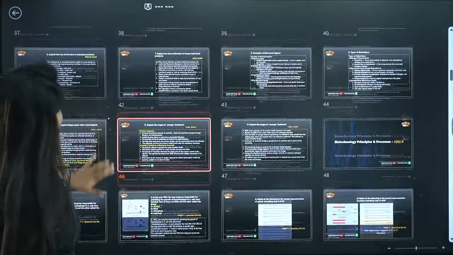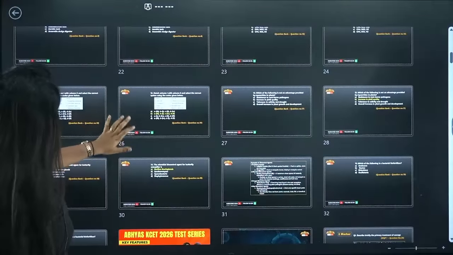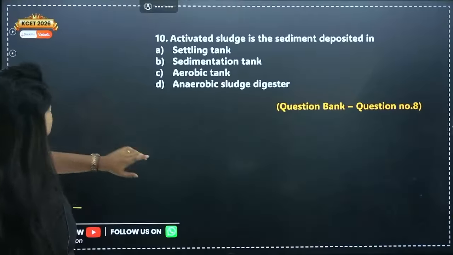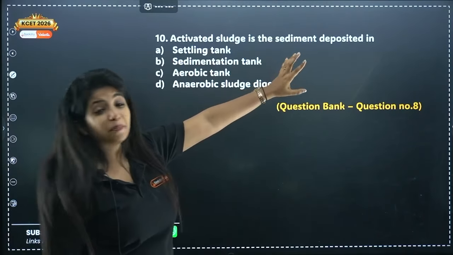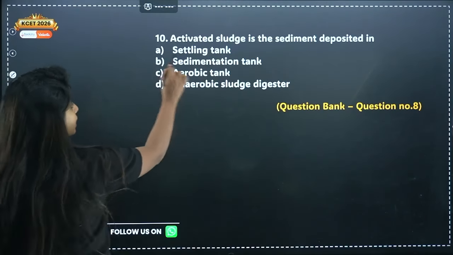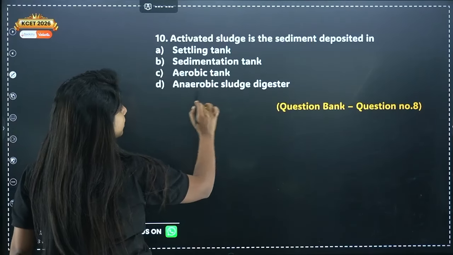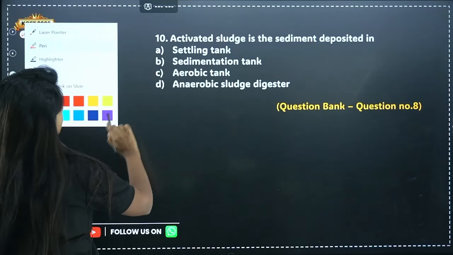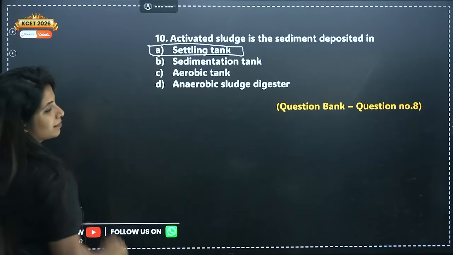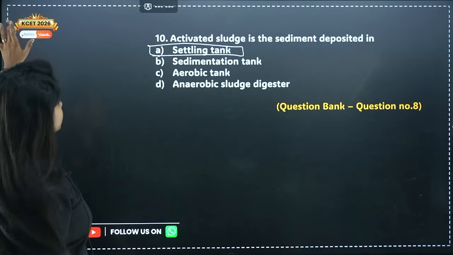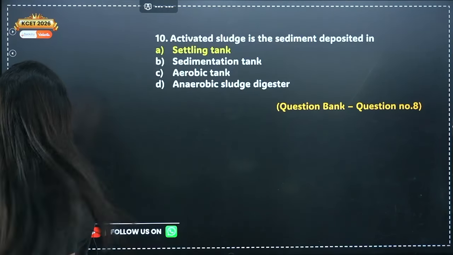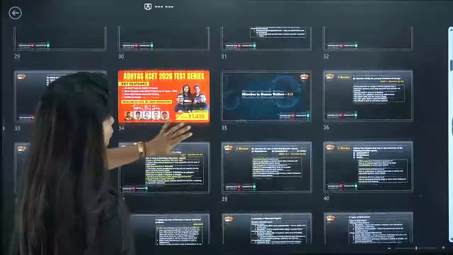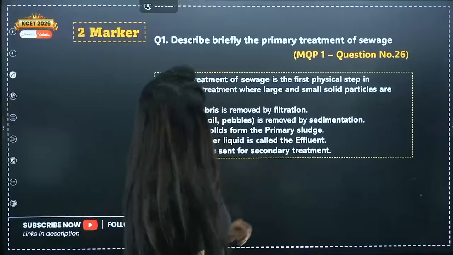Now, we were talking about one question that I told you we will do later on. Let's come back to that question. Activated sludge is a sediment deposited in which tank? Settling tank, sedimentation tank, aerobic tank, or aerobic sludge digester tank. It is the settling tank. Easy now? Yes.